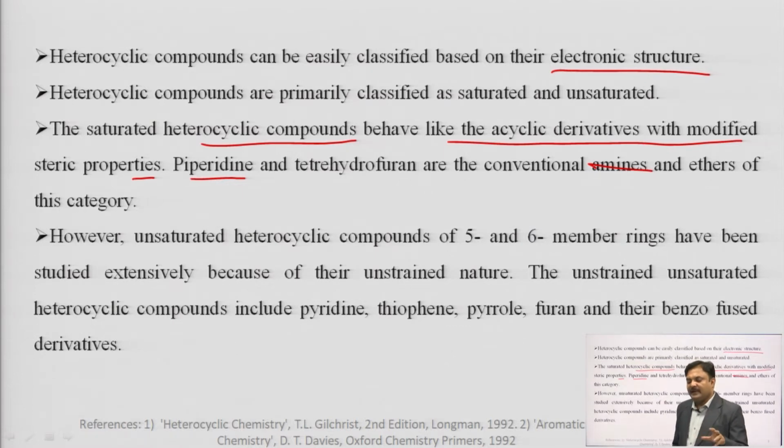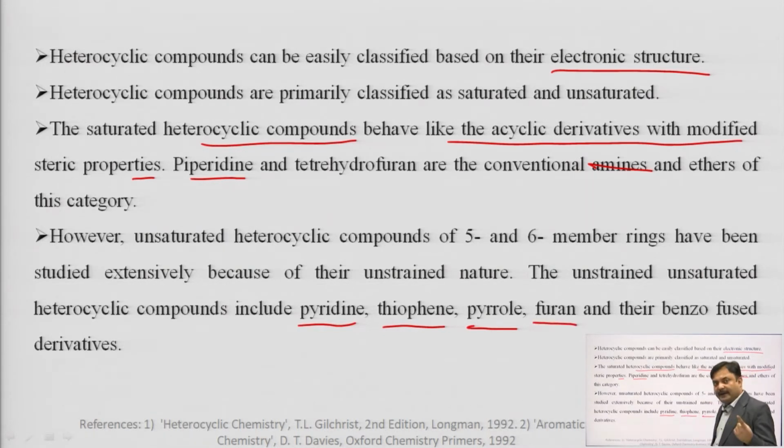The unstrained unsaturated heterocyclic compounds include, for example, as you know, pyridine, a 6 member heterocyclic compound containing 1 heteroatom, nitrogen; thiophene, a 5 member heterocyclic compound containing sulfur; pyrrole, again a 5 member heterocyclic compound containing nitrogen; and furan, a 5 member heterocyclic compound containing oxygen as a heteroatom.